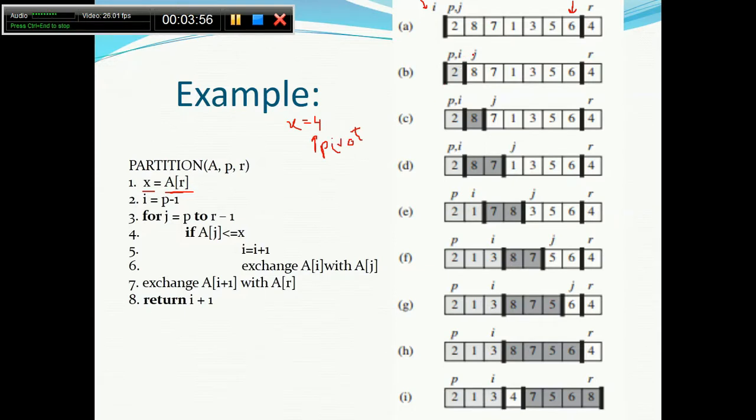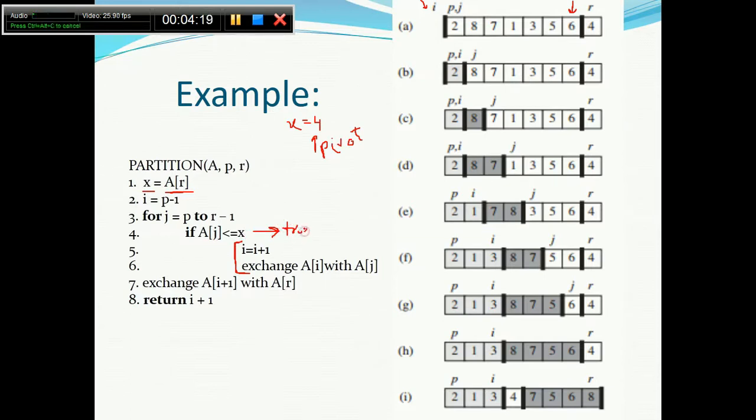And then j will move one step ahead. Again it will compare: is 8 smaller than 4? No. So again j will go one step ahead. See this, one thing is very clear: these two statements will only execute when this condition is true. You should take this point into consideration.